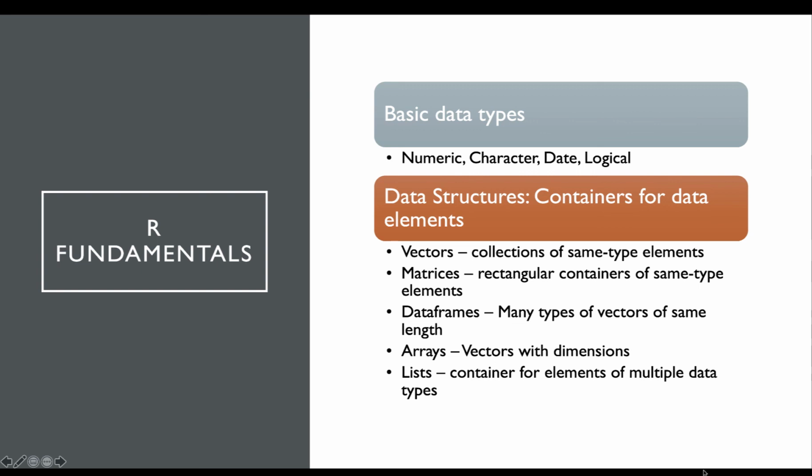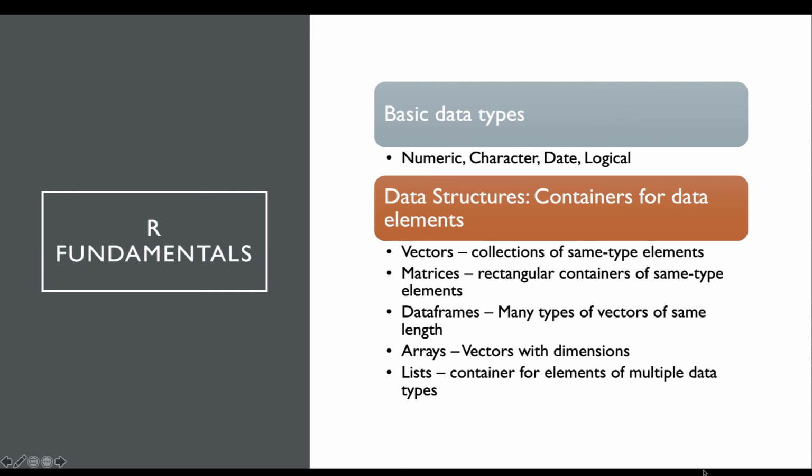Data frames are a type of data structure supported within R that are very similar to what we might find in Excel tables. Data frames are many vectors of the same length. This means that a data frame can hold data of multiple types within each individual vector, but each individual vector has to be of the same length.